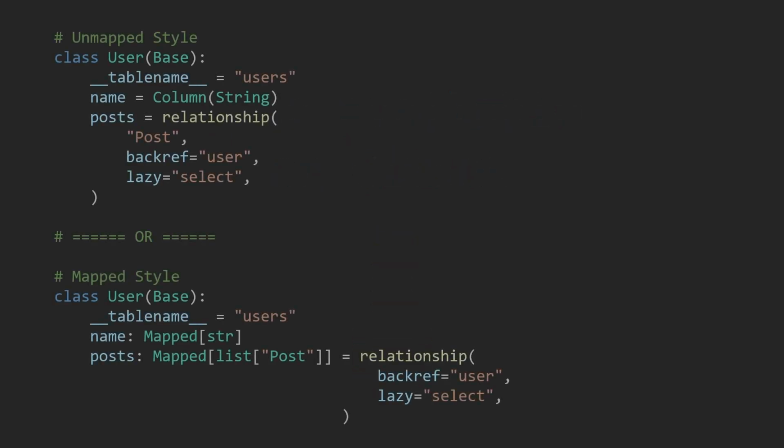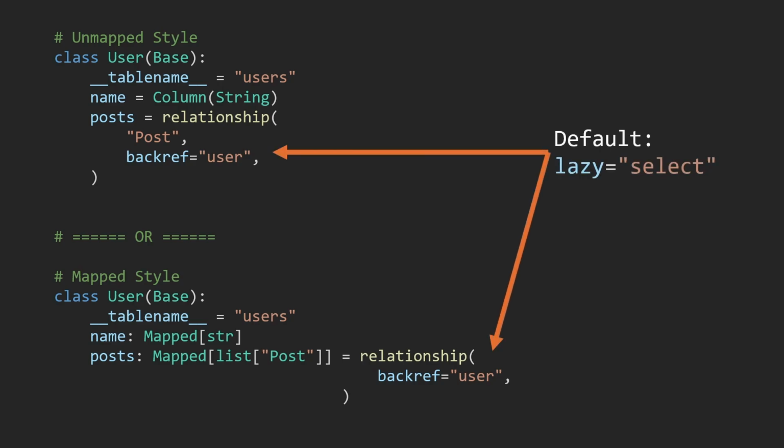By default, the way a relationship is loaded is determined by what you specify in the lazy parameter of a relationship. If you didn't specify a lazy parameter, then it defaults to the select lazy loading technique.